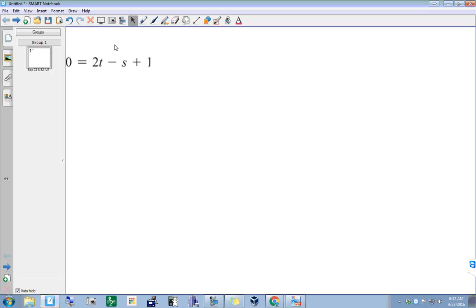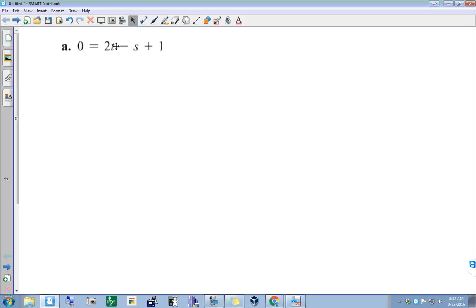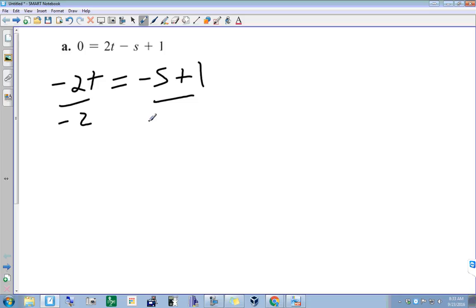What we want to do here is establish this as a linear function. That means that there's two possibilities. I could solve for t, and I can solve for s, correct? One of these has got to work. So if I'm going to solve for t, that would give me negative 2t is equal to negative s plus 1, right? Divide by negative 2, divide by negative 2, so that gives me t is equal to 1 half s minus 1 half.